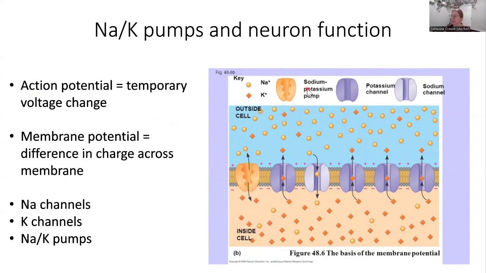I have my sodium-potassium pump. Sodium is going to be round. Potassium is going to be a diamond. I have a channel protein. This one's for potassium, and this one is for sodium. So this is outside my cell. This is my axon membrane with all the proteins embedded in it, and this is inside the cell. What do you notice about the different ions? Way more sodium outside the cell than there is inside the cell.